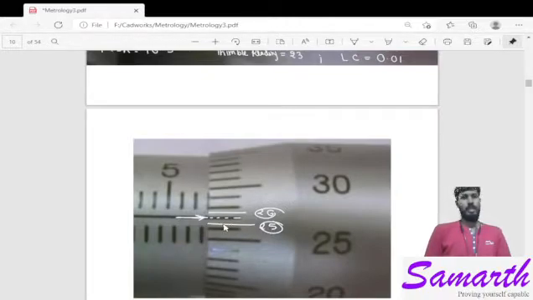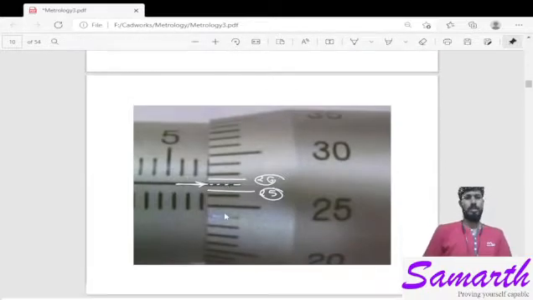Let us say this is the line indicating the 25th division. Then we will take 25 or 26. Anything we can take. That will not hamper our measurement very greatly, because our least count is 0.01 and our error will be less than that only, 0.01. So that is considerable.